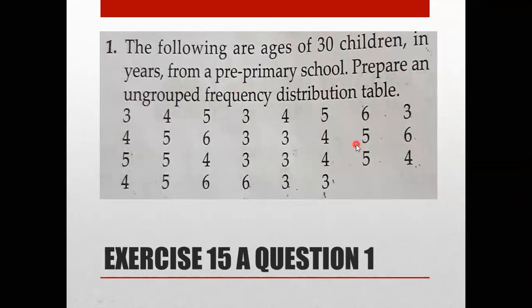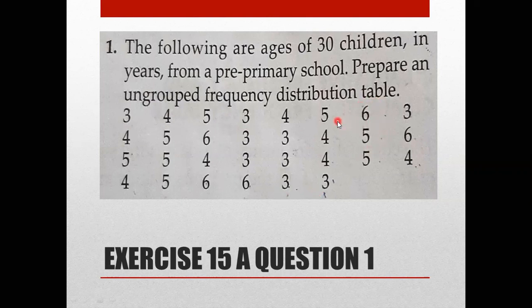It is written as raw data. Now you have to prepare a frequency distribution table, ungrouped. Ungrouped means individual data. So here you have to find the minimum age. You can see the minimum age starts with 3 and the maximum age is 6.